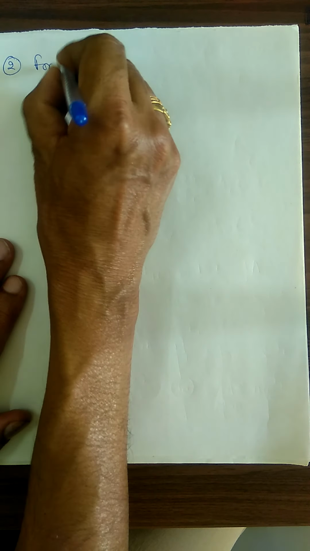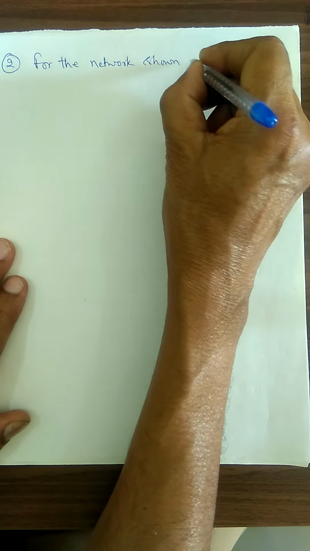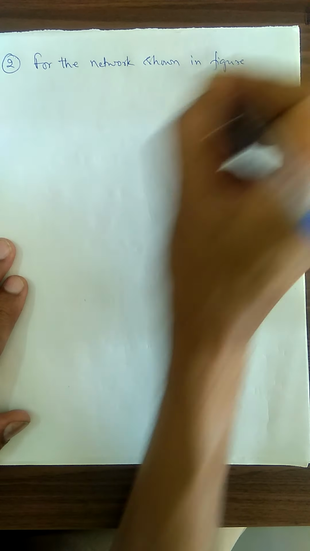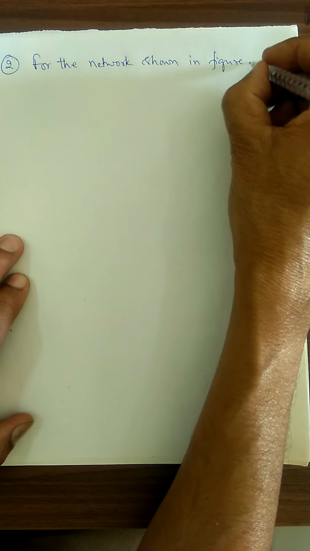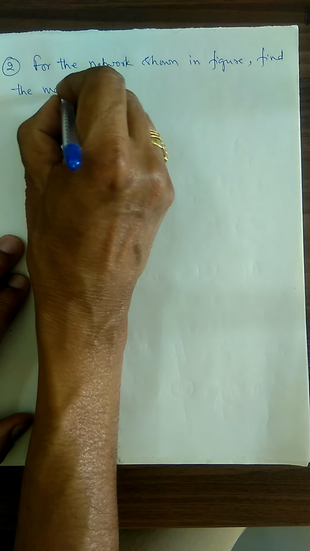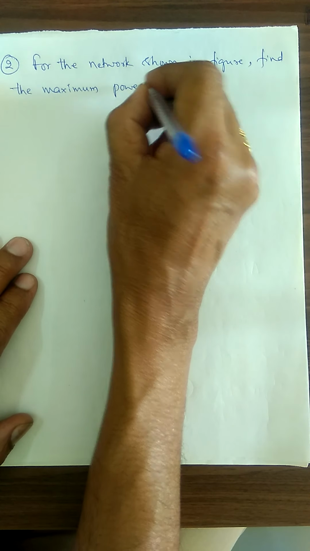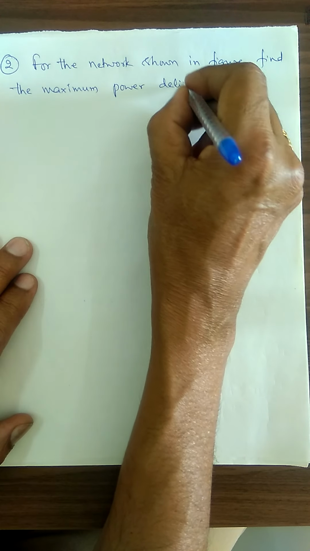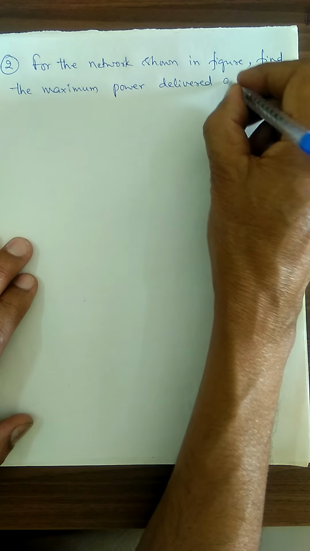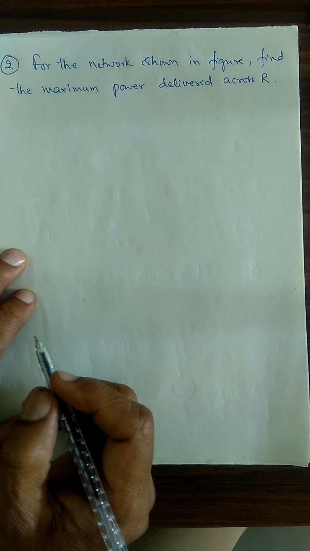Second problem. For the network shown in figure, find the maximum power delivered across R.